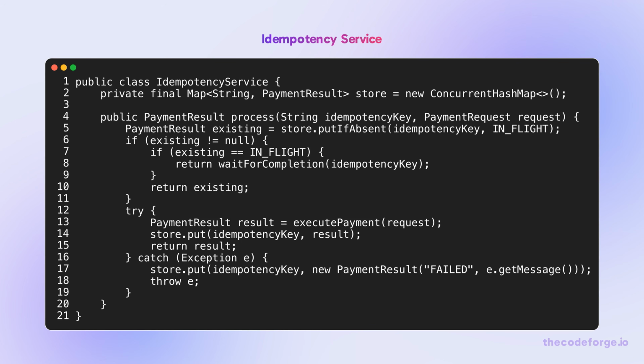Here's a simple idempotency service using a concurrent hash map. The putIfAbsent method ensures an atomic check-and-set. If the key already exists, we return the cached result, either waiting for completion or returning the final response.